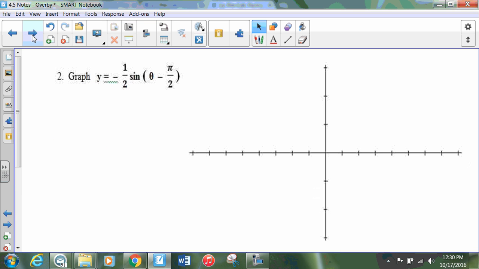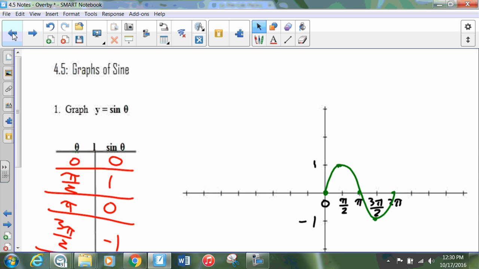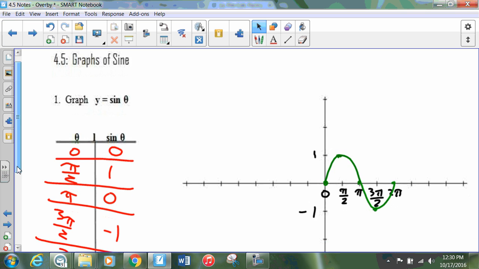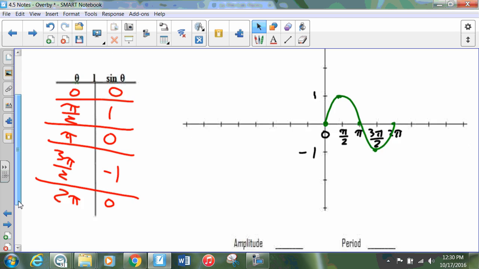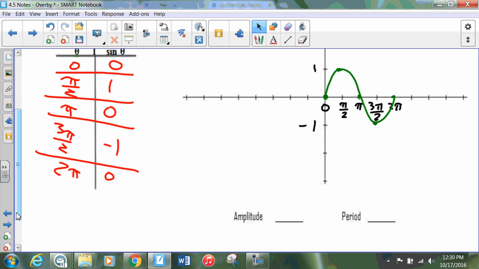All right. Oh, by the way, once again, it starts at 0, ends at 2 pi. The amplitude is 1, and the period is 2 pi. So let's fill that in.